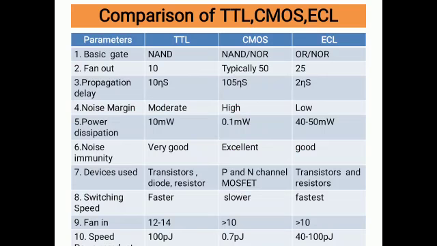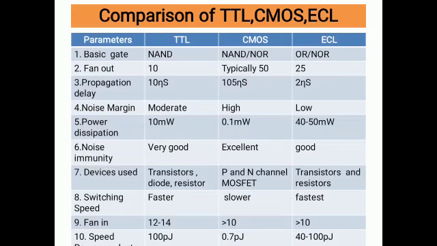So we have seen the characteristics. So those characteristics will come in the parameters. So the basic gate used are, for TTL it is NAND gate, for CMOS it is NAND NOR gate, and for ECL it is OR NOR. Fan out.